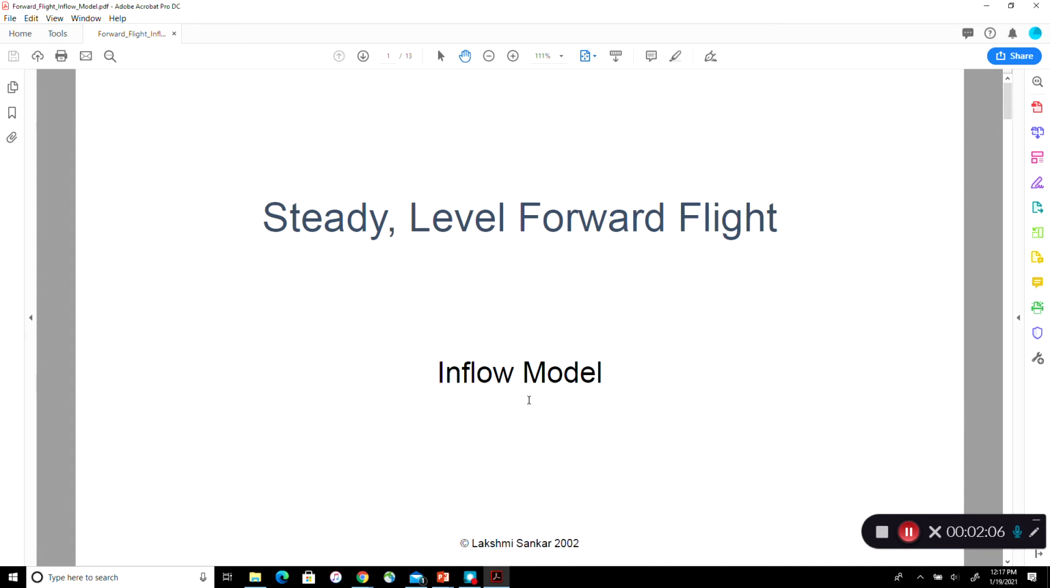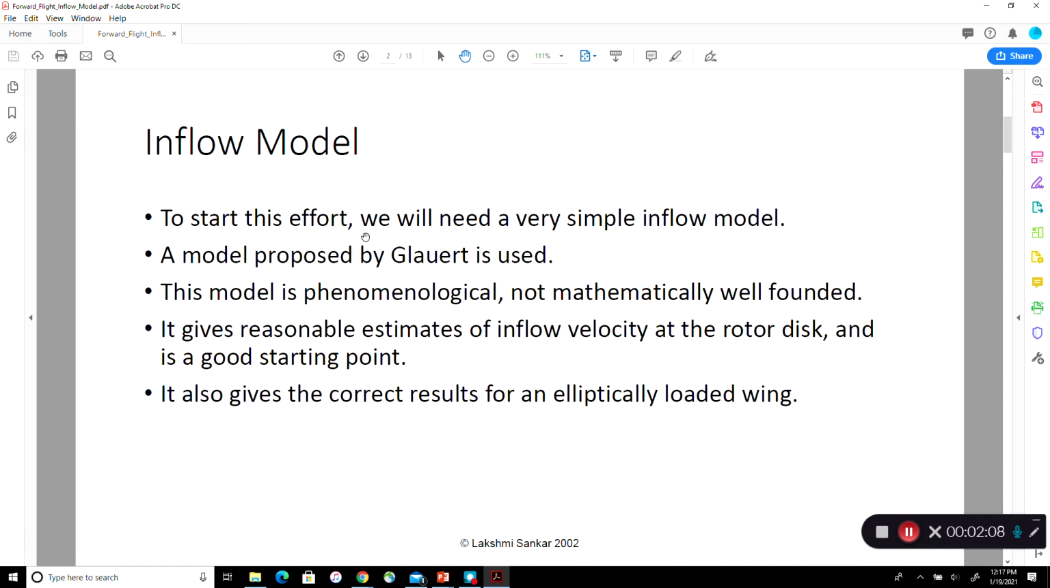So let's look at what happens. This model is very simple, a back-of-the-envelope type of approach developed by Glauert. It's purely based on phenomena, not on mathematics. In other words, we take what we know about hover and try to extend it to forward flight. We know how the actuated disk behaves in hover, the Rankine model that we saw a long time ago. Nevertheless, it gives a reasonable inflow velocity estimate as a good starting point.